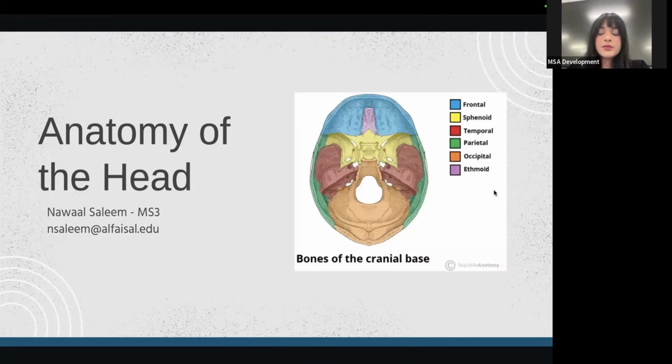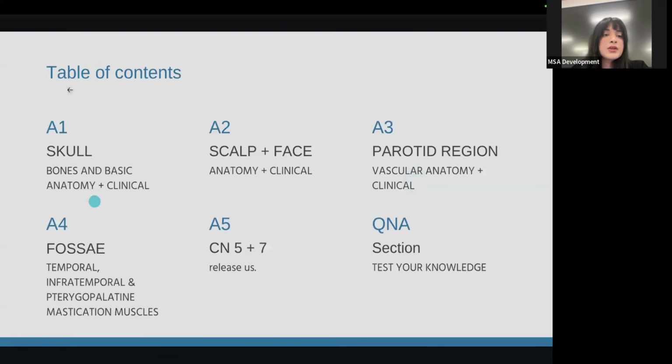So, let's start. Bismillah. So we're going to start off with the table of contents. We're going to start with the skull, the first lecture. This is the bones of the face and the bones of the skull. The second one is the scalp and the face. So we're going to talk about the layers of the scalp and then explore the muscles of the face. Then we're going to talk about the parotid region. So we're going to talk about the parotid gland and then the vascular anatomy of the face.